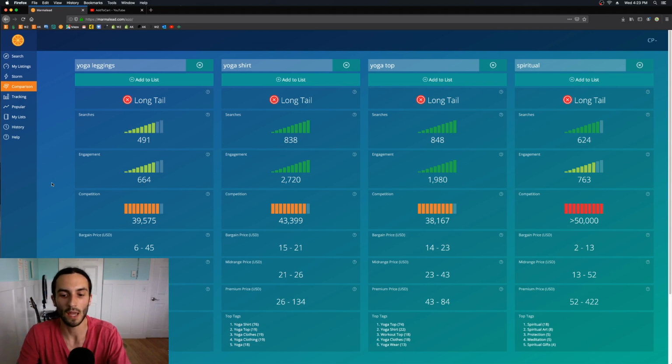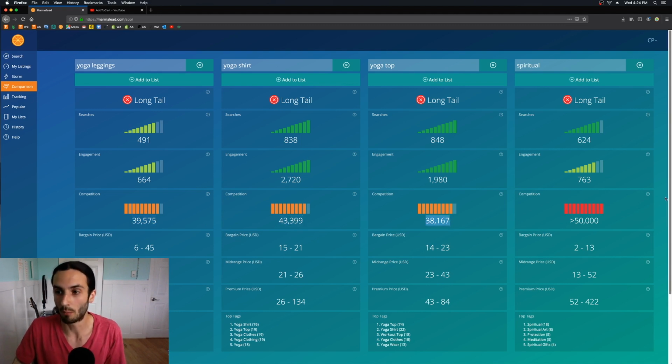Listen, I sell in jewelry, I sell in clothing. It's a very saturated niche. High competition is a good thing. If it shows that there's a demand there, and if there's high searches and high engagement, then that is a good sign. It's an even better sign when you see low competition like these right here, lower than 50,000.